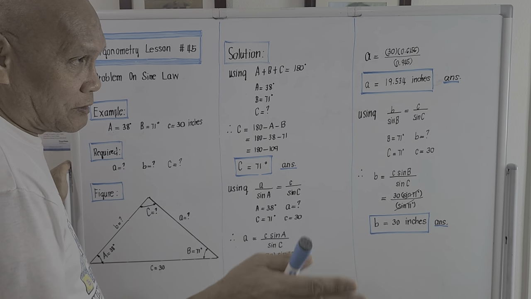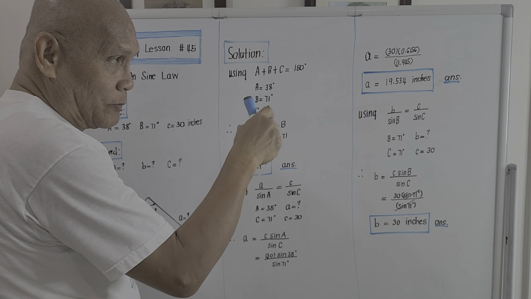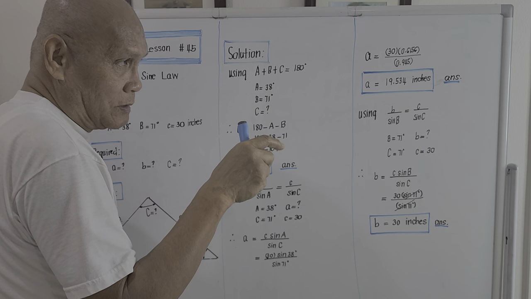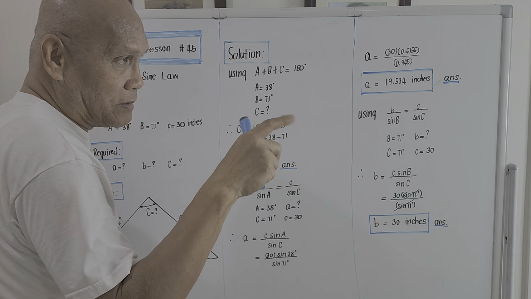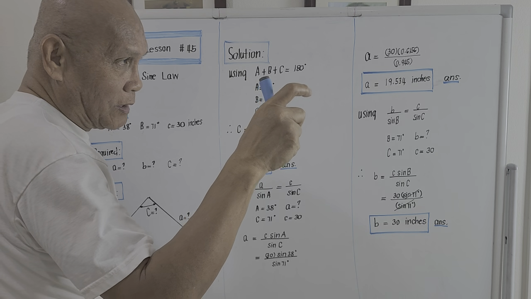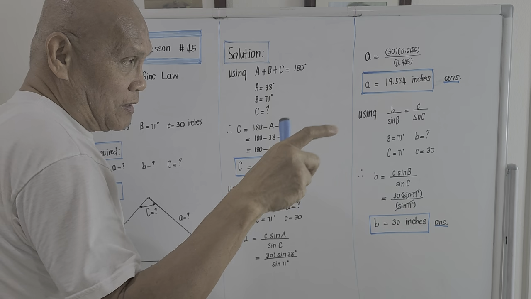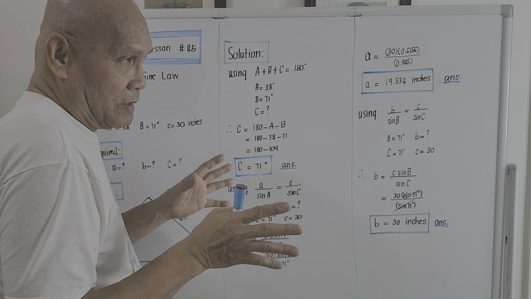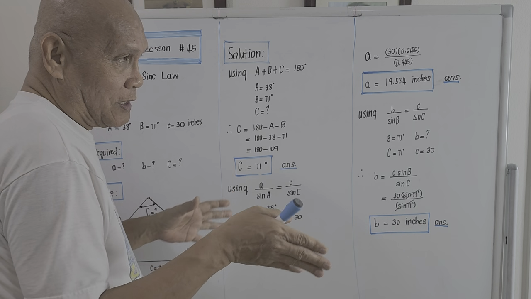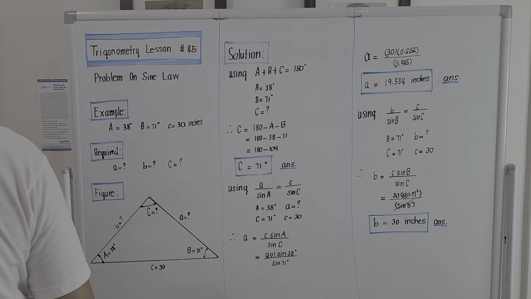We derived the last time around the sine law, that is, a over sine of alpha should be equal to b over sine of beta, and this should be equal to side c, small letter c, over sine of gamma. And for this afternoon, we will be using that concept on how to solve the given problem. Okay, the given problem is this one.